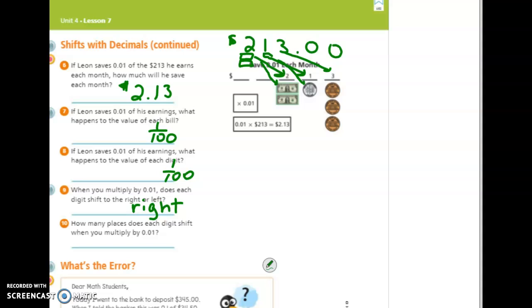And how many places? Oh, I kind of made a mess of our board up here, but if I switch to a different color, you can see. So the 2 here skipped over this one, went to that one, went 1, 2 places over. The 1 in the tens went 2 places over. And the 3 went 2 places over. They all shifted 2 places over. Notice there are 2 decimal places in 1/100, and they shifted 2 places.